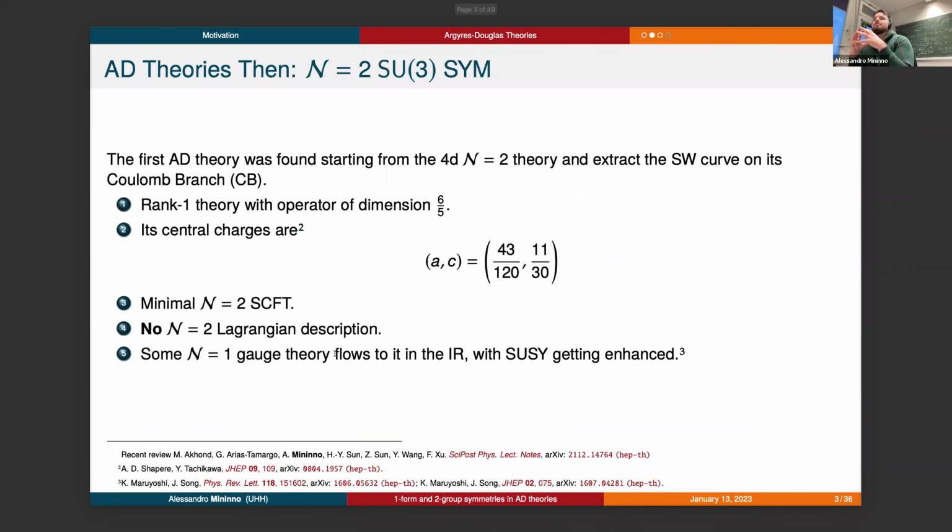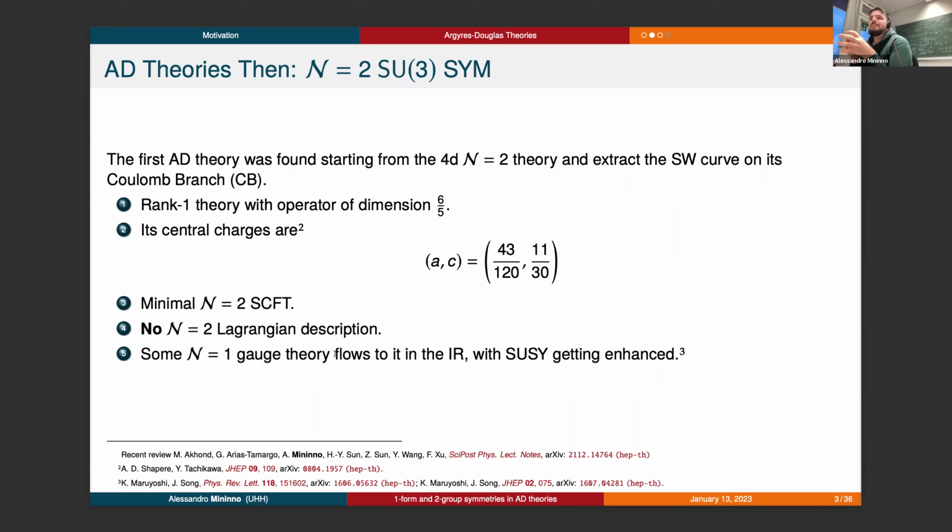Historically, the first one was found for an N=2 theory, in which you can extract the Seiberg-Witten curve studying the Coulomb branch, and you find that this is N=2 SU(3) super Yang-Mills, and there is a Coulomb branch operator of dimension 6/5, and you can compute the central charges, and there is no N=2 Lagrangian description.